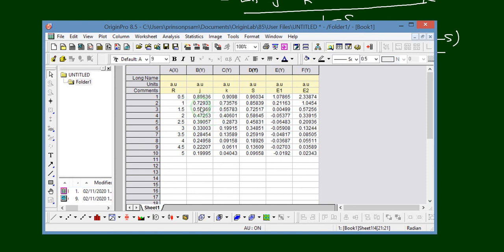So here I have given the R value, the first column. For a particular value of R, 0.5, I have found out J, I have found out K, I have evaluated S, I have evaluated E1 and I have evaluated E2. Then I changed the value of R into 1. Then I evaluated all these terms for different values of R from 0.5 to 5. For different values of R I have found out the values of E1 and E2.